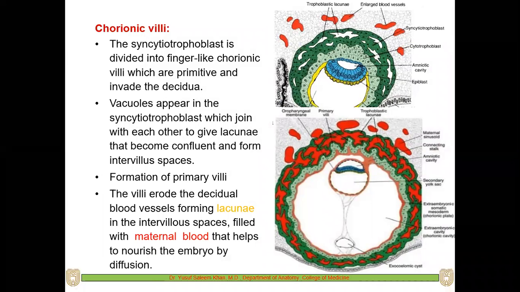Now something is going on within the wall. Now we'll see in the midterm. We have seen the changes taking place here. Now we'll see what are the changes taking place here. Okay, the chorionic villi. There is something called the formation of chorionic villi.